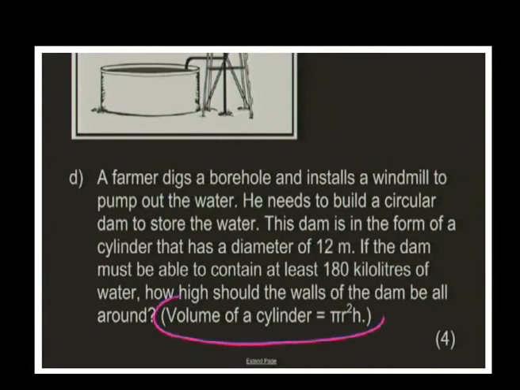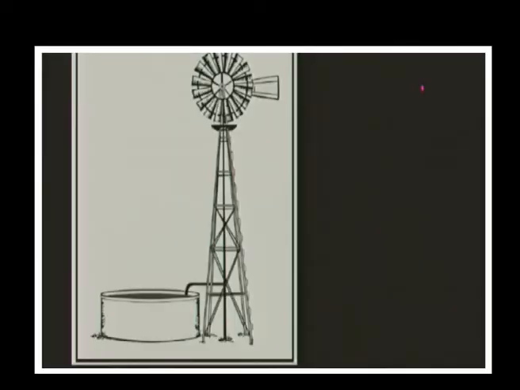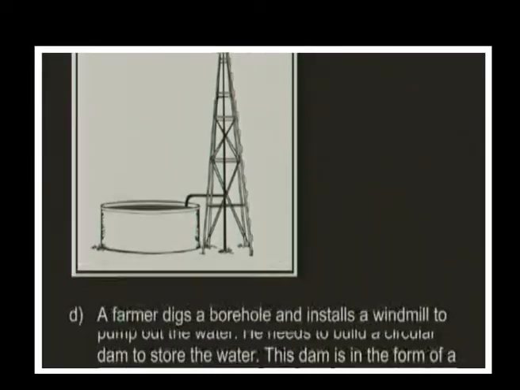They also tell us that the volume of a cylinder is equal to pi times r squared times h. So we know we are going to use that formula. We're going to use it because the examiner gave it to us and he's a nice guy. And if he gives us a formula, use it. So let's do that. And looking at my dam now, what does the question say?